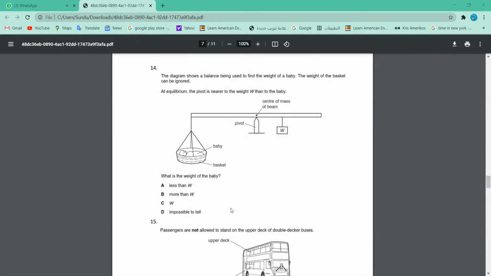So to be equal and opposite means that if the distance with W is less and the distance between the baby and the pivot is more than between W and pivot, then that means the force exerted by the baby must be smaller. Smaller, because the distance is greater. Ramin, did you understand?